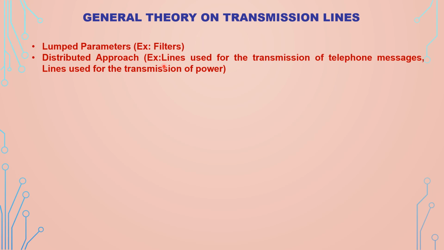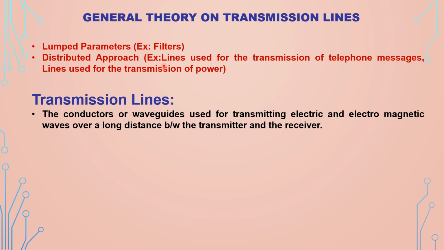Then what is a transmission line? So far we discussed what a lumped parameter is and what a distributed approach is. So what is a transmission line then? We can call it conductors or waveguides that can be used for transmitting electric and electromagnetic waves over a long distance between transmitter and receiver. In general, a transmission line is a two-port network connected between transmitter and receiver. By means of these conductors, we are able to transmit electric as well as electromagnetic waves. So that is about transmission lines.